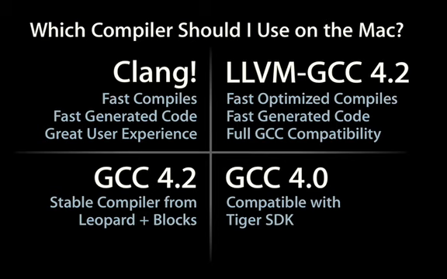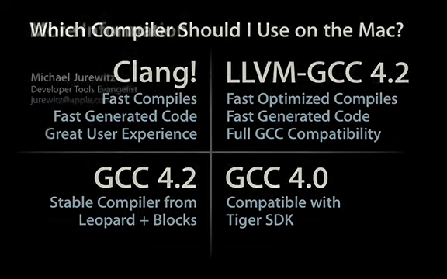GCC 4.0 was a great compiler, but it's really time to move forward. And both on the Mac and the iPhone, GCC 4.2 is really the compiler you should be using at the least. And so this is the compiler landscape, and I hope that you'll have some fun with your compilers and start expecting more.